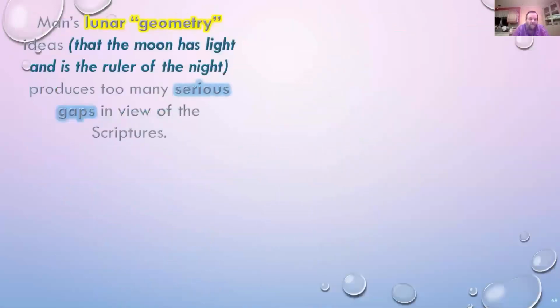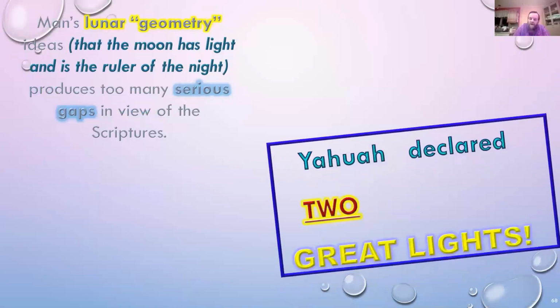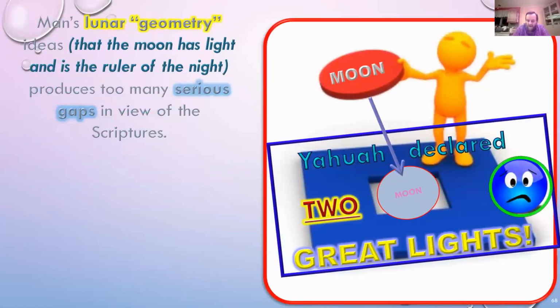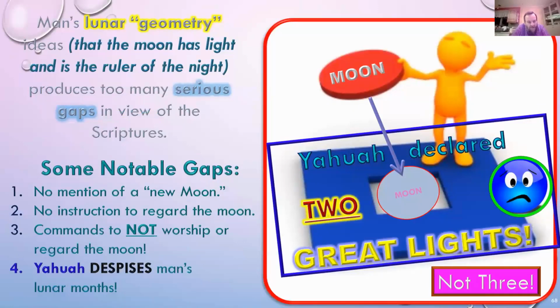Man's lunar geometry ideas that the moon has light and is the ruler of the night produces too many serious gaps in the view of the scriptures. Yahuwah declared that there were two great lights. Again, why are we trying to place the moon where it does not belong? There's two great lights, not three. Some notable gaps. There is no mention in the scriptures of a new moon, not in the Hebrew language.